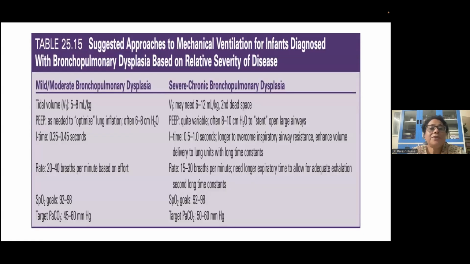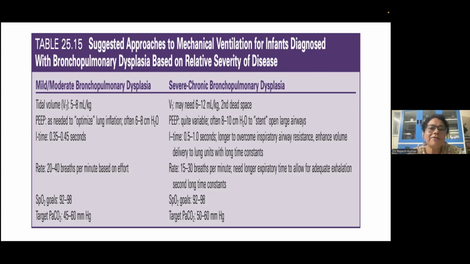So the suggested approaches to mechanical ventilation for infants diagnosed with bronchopulmonary dysplasia, based on relative severity of disease, are shown here. These charts are taken from Goldsmith. We can see that for mild to moderate bronchopulmonary dysplasia, we can keep a tidal volume of 5 to 8 ml per kg. But for those babies who have chronic severe bronchopulmonary dysplasia, the tidal volume needed may be significantly larger, almost 6 to 12 ml per kg, because there can be tracheal or bronchial enlargement which might need to be flooded.